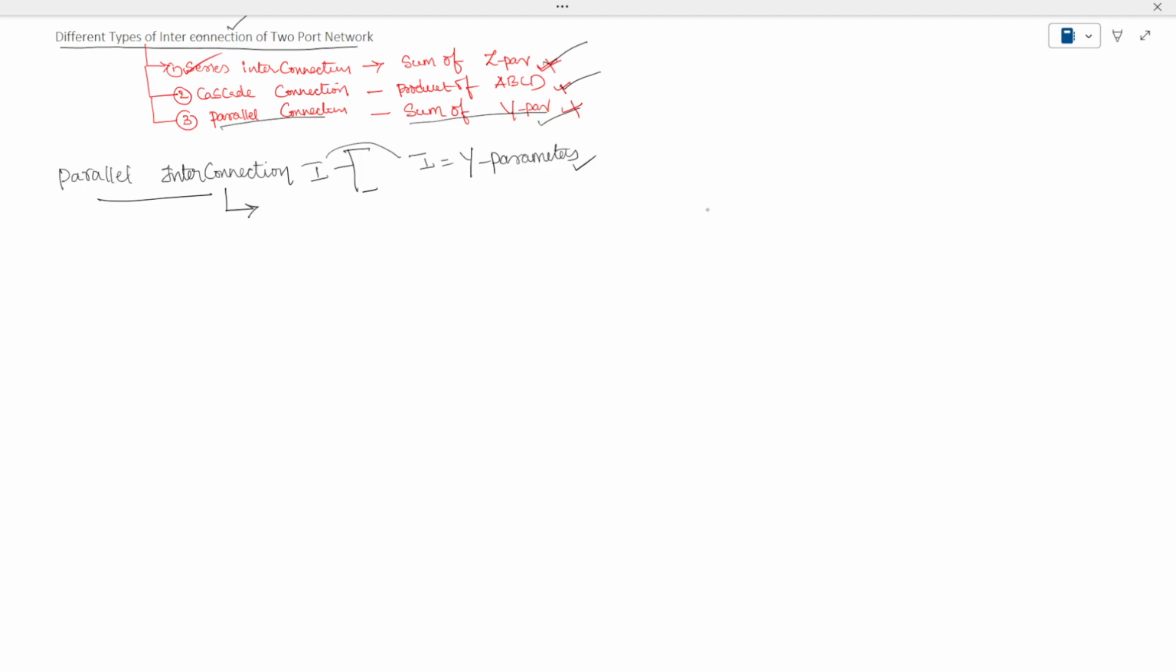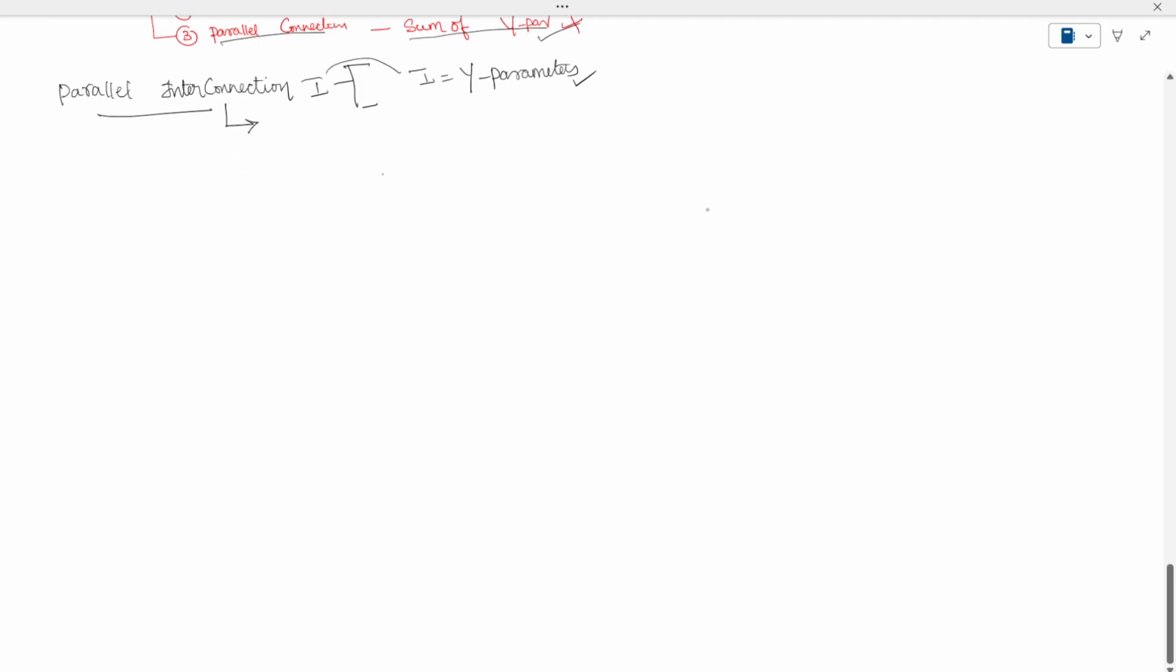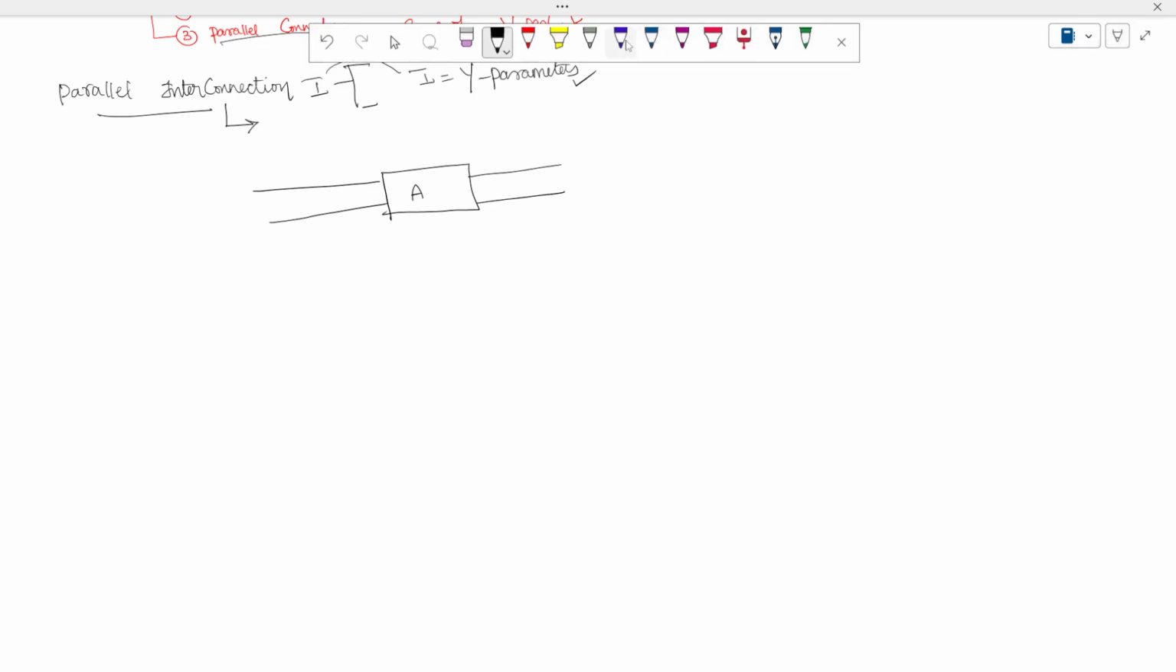So I'm going to take a two-port network A. It has two terminals like this, and I'm going to select another two-port network B. Now I'm applying a voltage of V1 here, and a voltage of V2 here. The current into this network is I1A, and the current into this network is I1B.